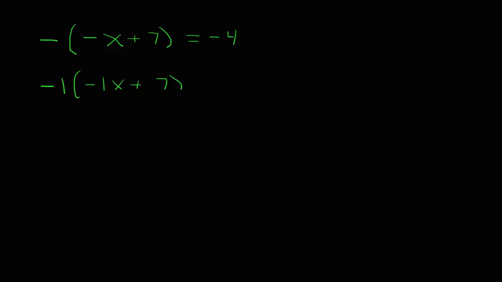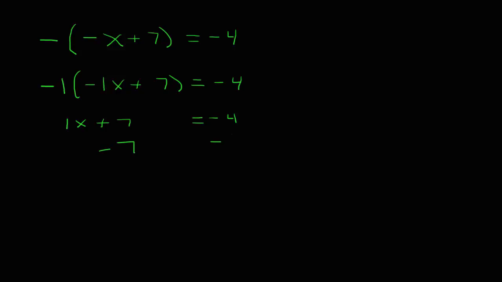And once we recognize that those negative signs just mean negative 1 times, we can follow the same process. We're going to take the number and its sign, this negative 1, and multiply it by everything on the inside. Negative 1 times negative 1x is 1x plus 7 equals negative 4. This is our friend, the level 2 or two-step equation.